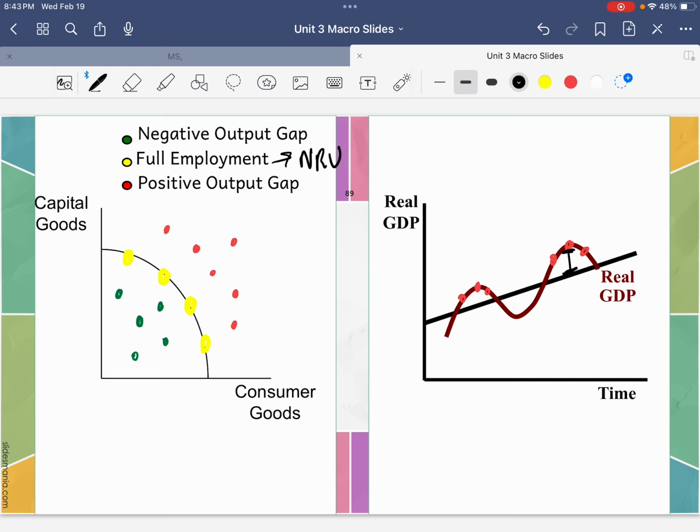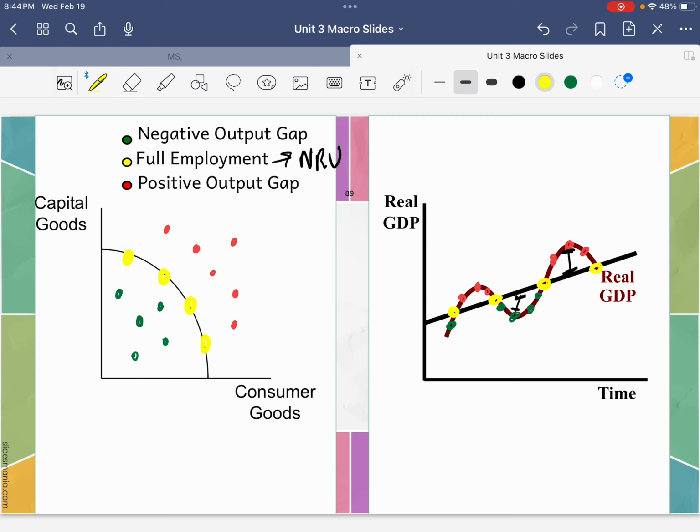Anytime we are below the line, let me switch back to green. Why did they do green below? That makes no sense. Below the line, so any of these points, we are below our economic potential. We call the gap between here and here a negative output gap. We have gone behind where we should be. And then anywhere we are producing the perfect amount, full employment, would be when our business cycle touches the real GDP potential line, so those yellow places right there. We kind of covered this last unit, but we're going to keep seeing this production possibilities curve and this real GDP business cycle.